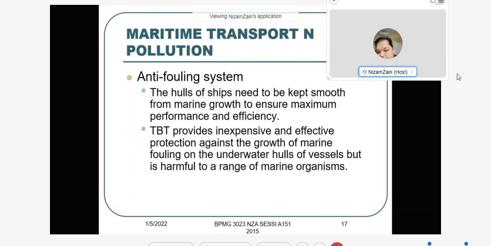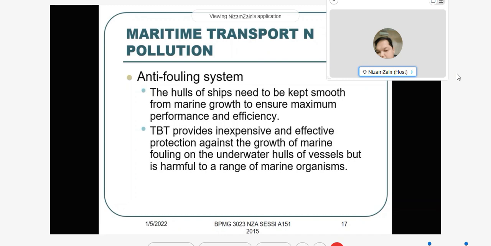And this agent or this chemical will go back to the sea and pollute the sea. You're not talking about one ship, you're talking about maybe every year thousands of ships being serviced for this kind of service, right? So you can just imagine the amount of chemical going out. That's why they need to have a system to control it, right?